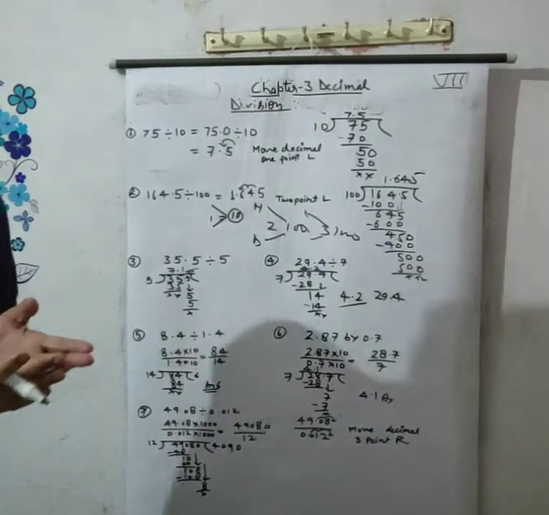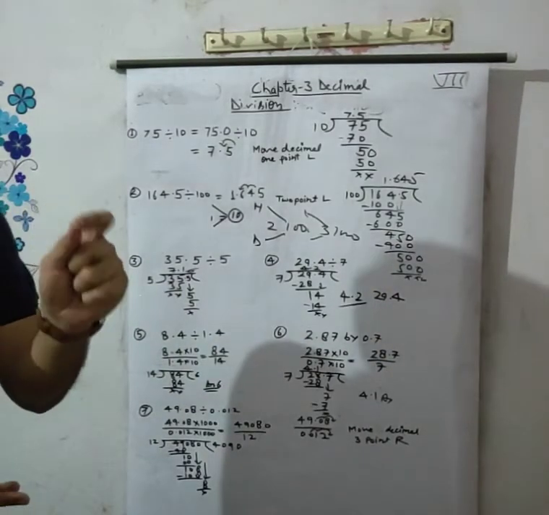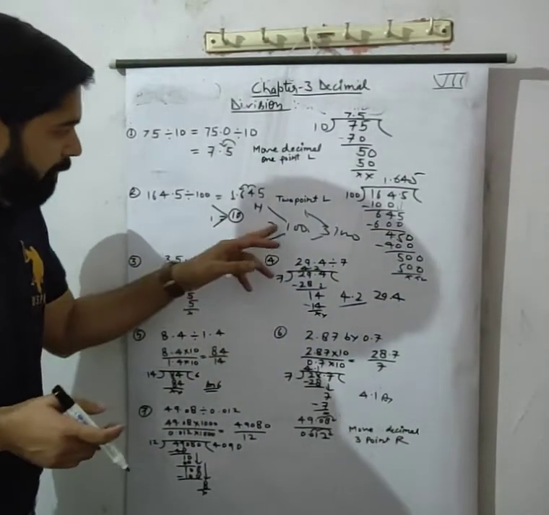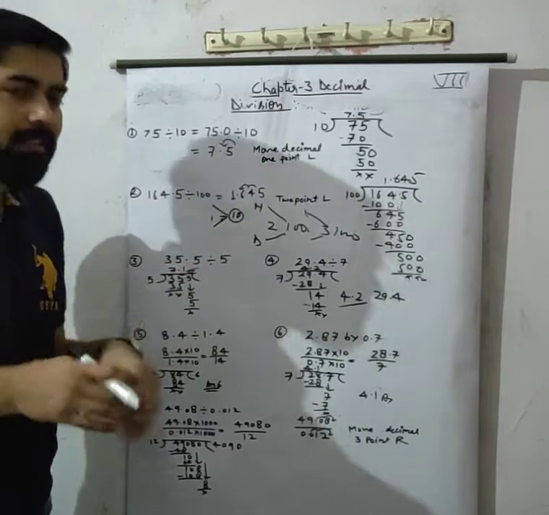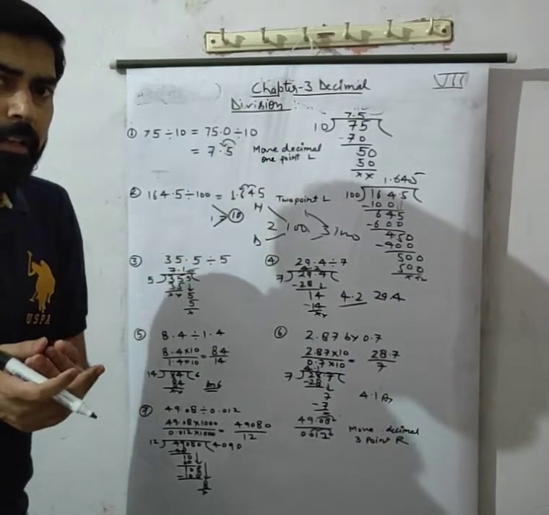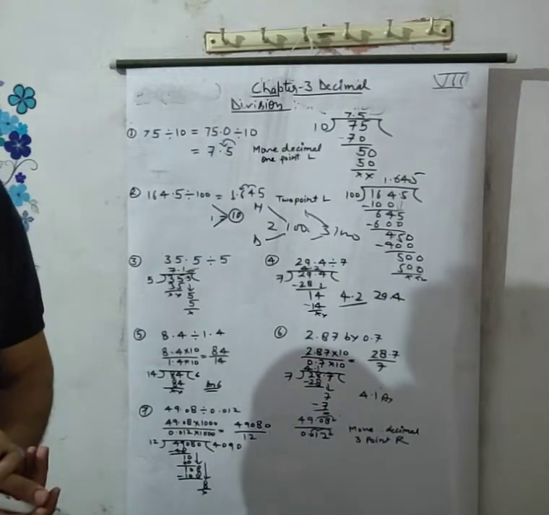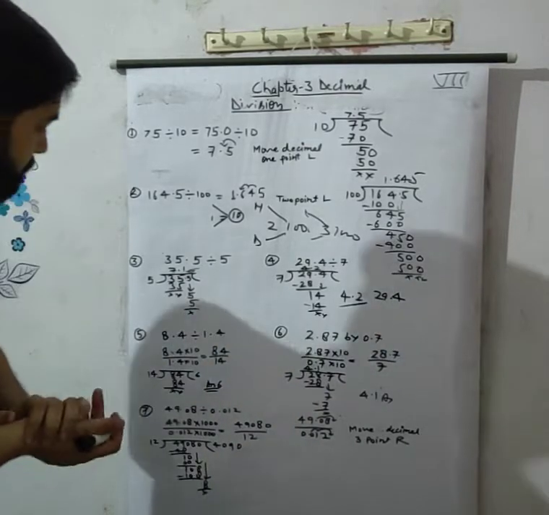This applies when the decimal is present after one digit, two digits, or three digits in the divisor, because we need the divisor as a whole number, not a decimal number. We need the divisor as a whole number.